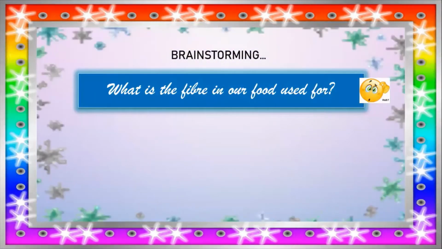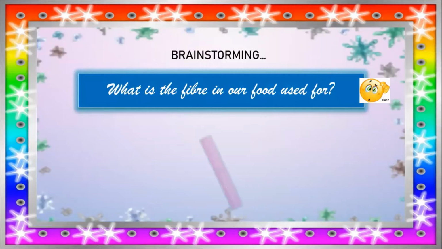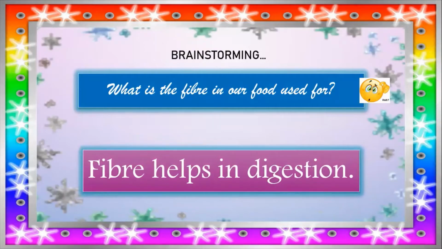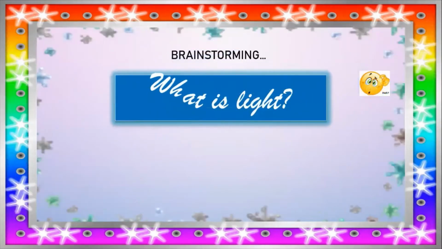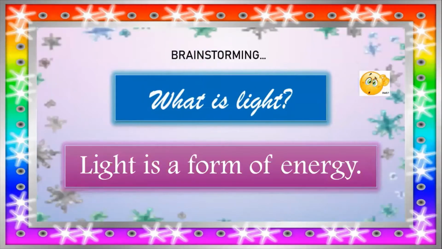Brainstorming. What is the fiber in our food used for? Fiber helps in digestion. What is light? Light is a form of energy.